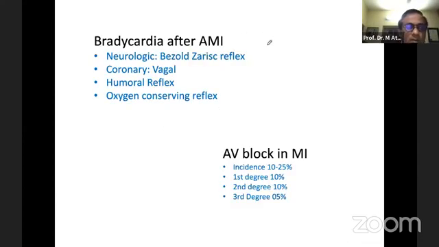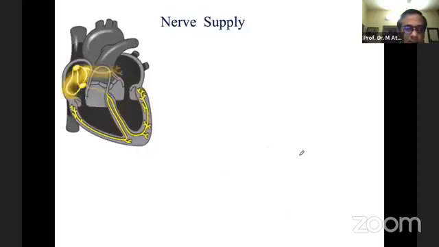There are some problems of rhythm in the conduction system, such as in myocardial infarction: bradycardia and AV block in different situations.